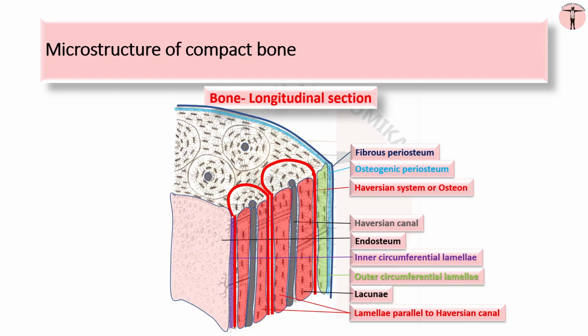Adjacent Haversian canals are connected with each other through transverse channel called Volkmann's canal. Volkmann's canals, apart from connecting the Haversian canals, also communicate with medullary cavity and with the outer surface of bone. Both Haversian and Volkmann's canals contain blood vessels and nerves which permeate the bones from the periosteum or endosteum.